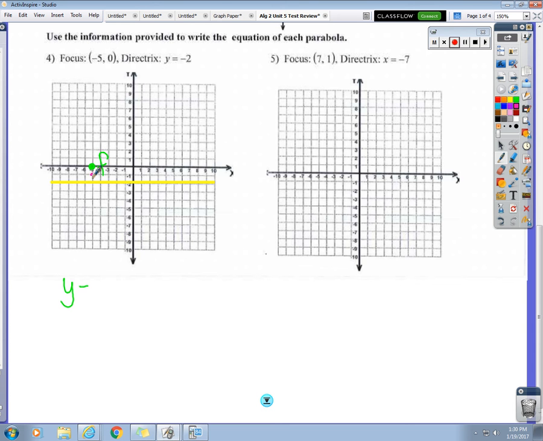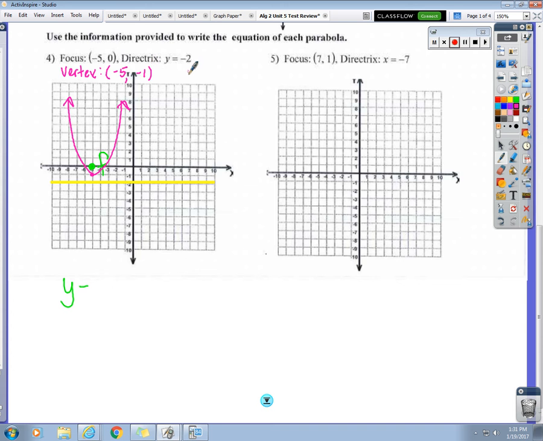Right in between them. Isn't the vertex always right in the middle of those two things? So which way will this parabola open? Up, because you always eat the focus. It's always inside the parabola. And then what are the coordinates of that vertex? -5, -1. So that's your h and your k.